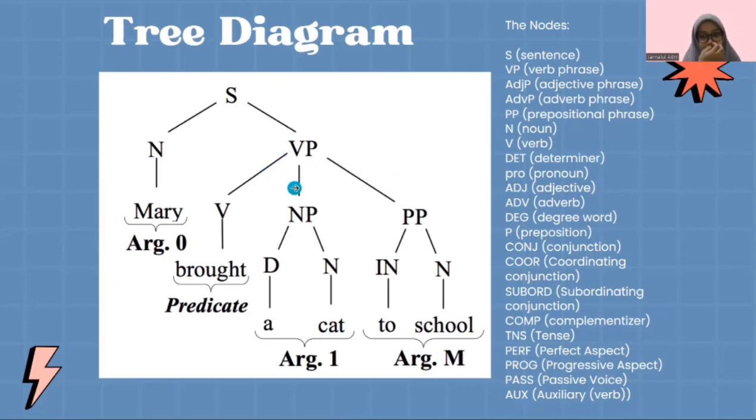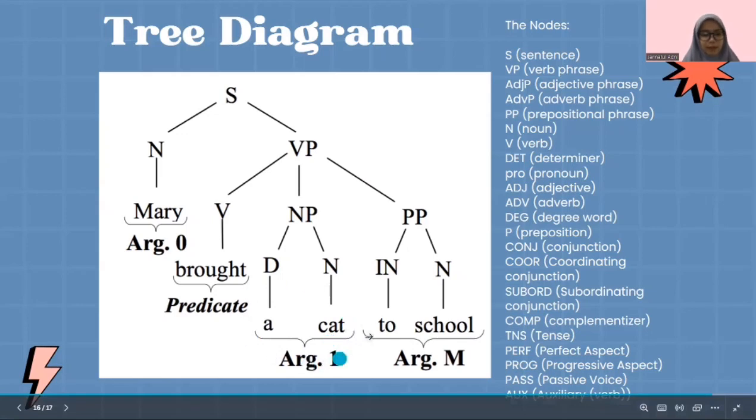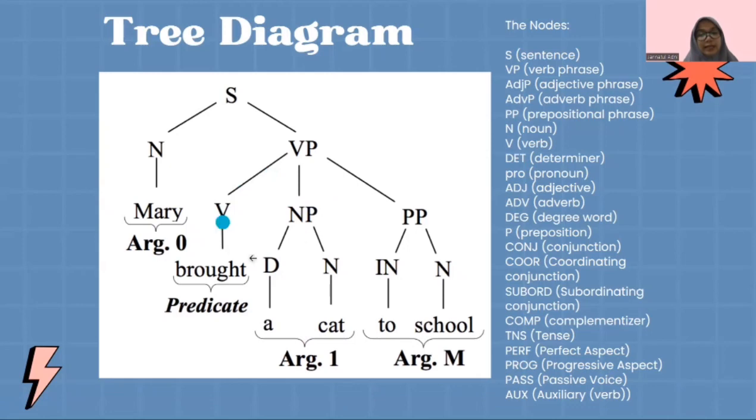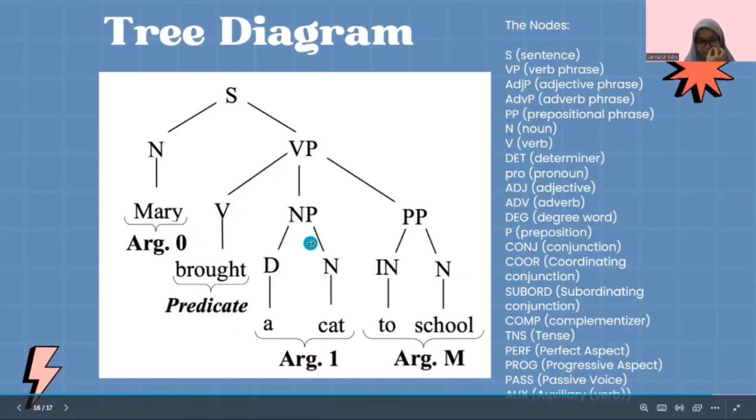So the first is the verb itself. Brought is a verb that functions as the predicate in this sentence. The second division is a noun phrase. It divides into determiner and noun. A is a determiner, and cat here is a noun. And these two morphemes have a function as a noun phrase, as the object in this sentence.